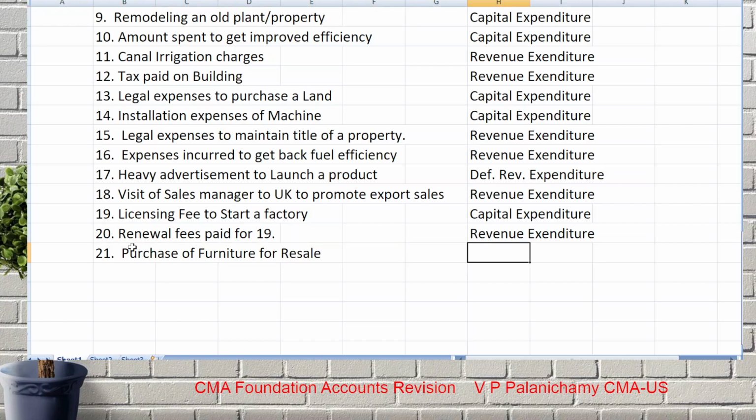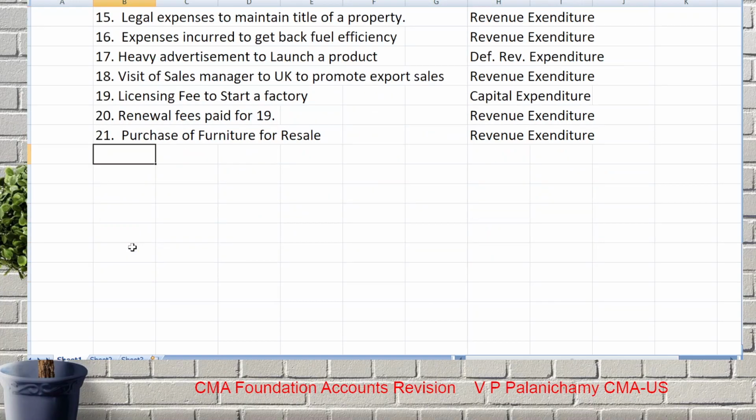Purchase of furniture for resale. We are not keeping it for long term use. It is for which one? Resale. Revenue expenditure.